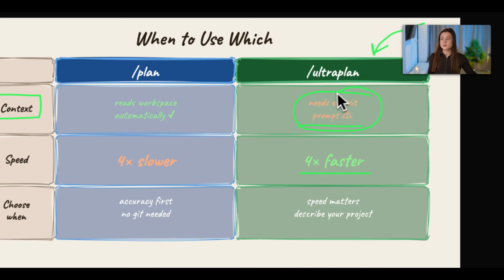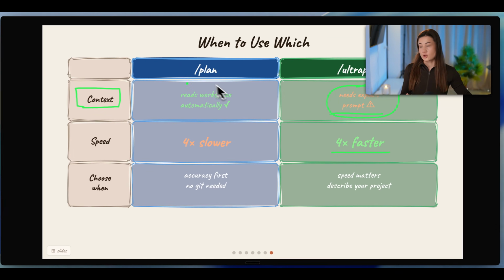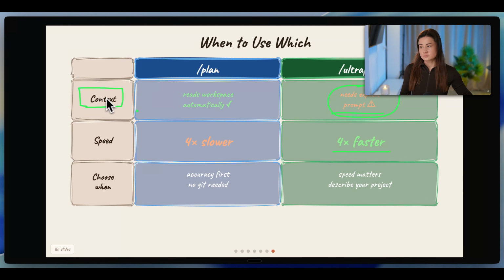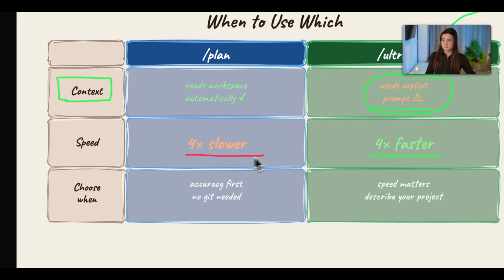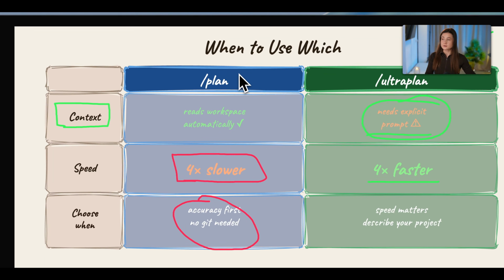Same example for the diagram test that we did. Build me a diagram, but use this specific skill, not the other one. So your prompt needs to be extremely specific. If you are not that familiar with your context and you don't mind having the plan 4 times slower, you prioritize accuracy over speed, then you can let Claude read your entire workspace and you don't need to be that specific in your prompt.